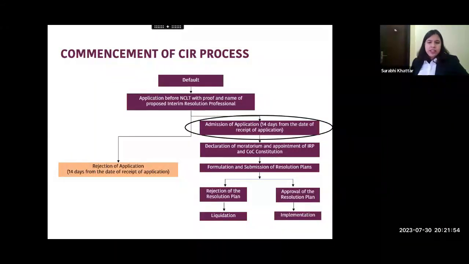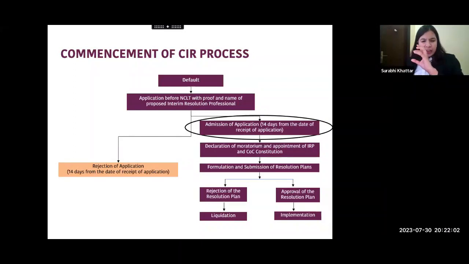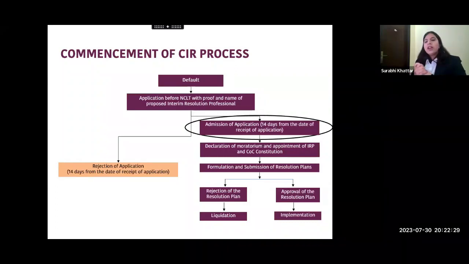So now we have just laid down the process. We will of course come to each heading of this, but just laying down the process. So what happens is, once a Section 7, 9 or 10 application is filed, and if debt and default are established, and in case of a Section 9, the court will also see whether there is a pre-existing dispute or not. Only if there is no pre-existing dispute, then a Section 9 will be admitted. After the Section 7, 9 or 10 petition is admitted, corporate insolvency resolution process starts.